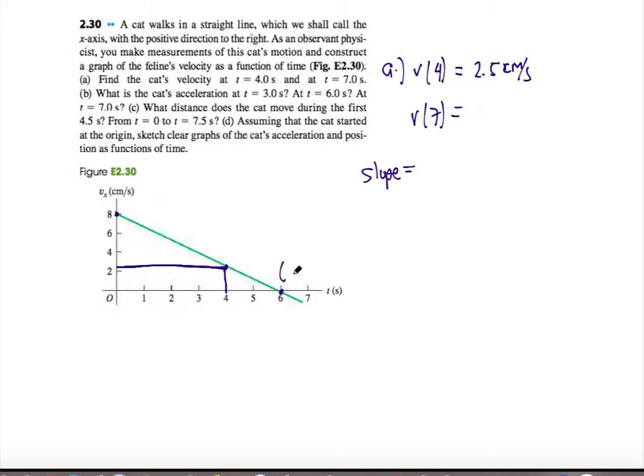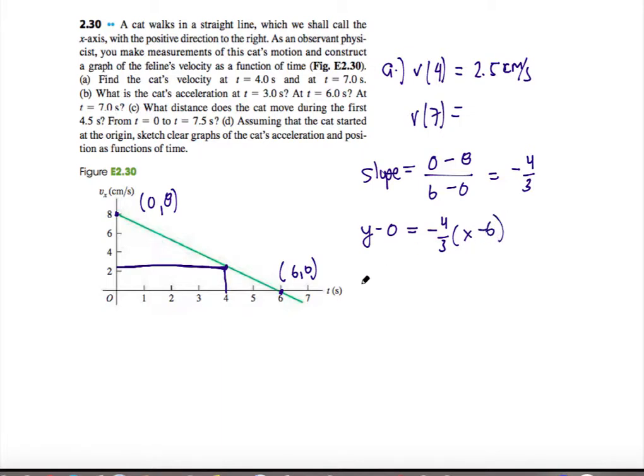So this point right here is (6, 0). This point right here is (0, 8). And so to calculate my slope, I'm going to have y2 minus y1, so 0 minus 8, over x2 minus x1, 6 minus 0. So this is negative 4/3. So then I'm going to go ahead and find an equation using point slope. So I'll do y minus, we'll say 0, equals negative 4/3 times x minus 6.